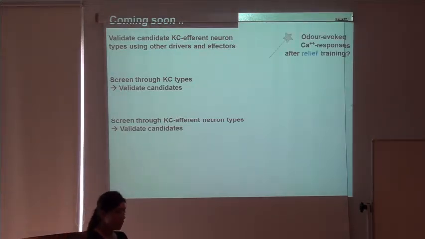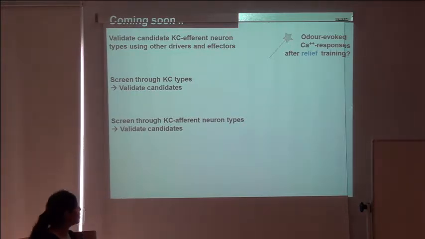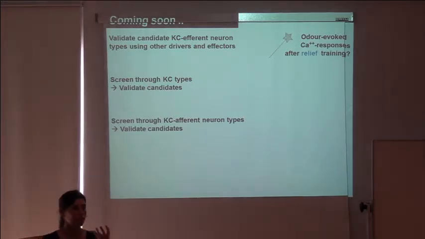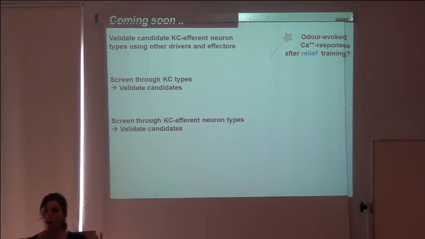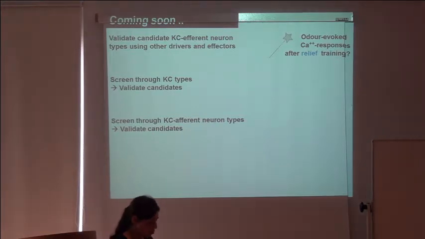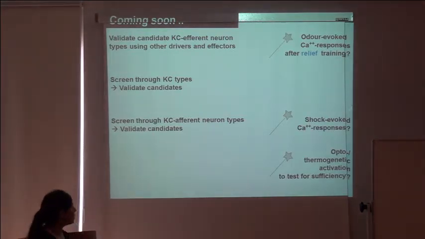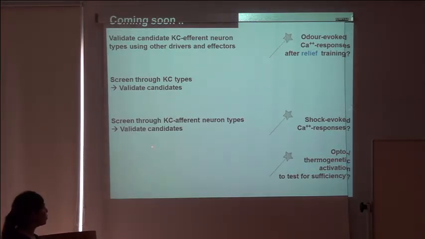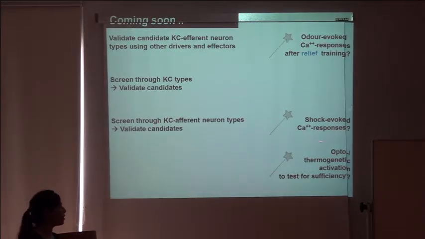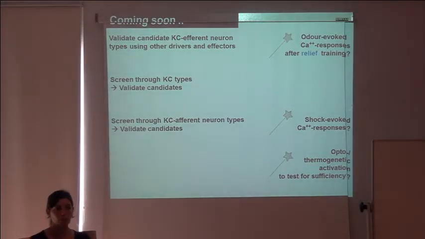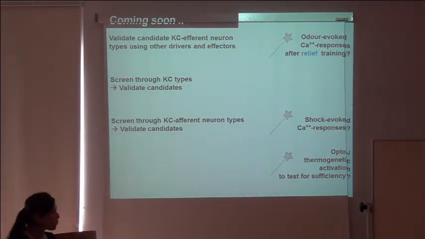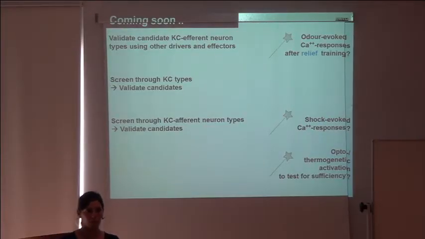Now, if I had a wish or two wishes, they would be the following ones. So, now it would be interesting to know, these neurons which read out relief memory, do they change their odor responsiveness after training? So do they get more or less excited by the relief odor after training? That would be really nice to address with calcium imaging. And likewise, once we find the dopaminergic neurons for relief learning, it would be really nice to look at their calcium responses in the presence of shock, and also to try to activate them optogenetically or thermogenetically to see whether you can substitute for reinforcement.